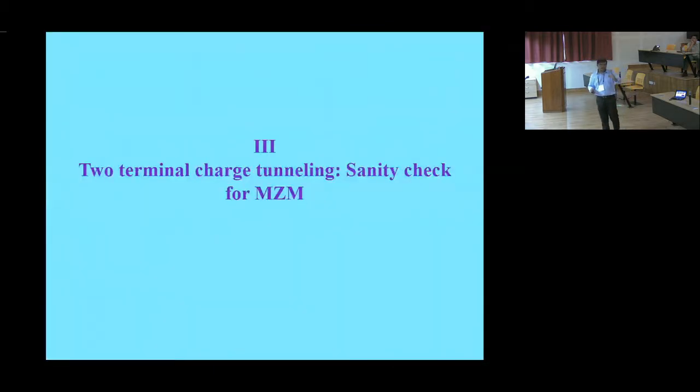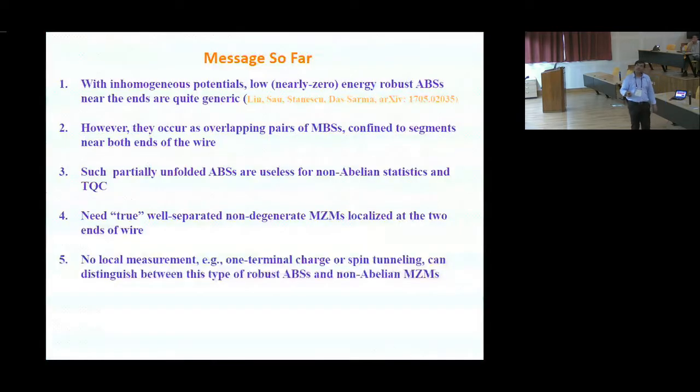All right, so very quickly, the still unpublished results. So what do you do? How do you differentiate? We have seen that the local charge tunneling, local spin tunneling, or even two-terminal teleportation type experiment is not going to differentiate between these robust Andreev states and the real Majorana zero modes. So what do you do? This is the problem so far.